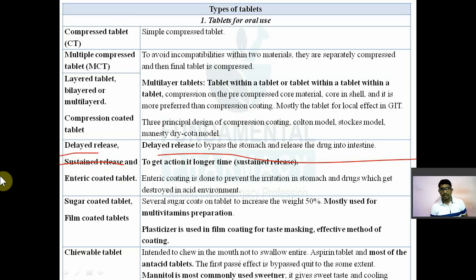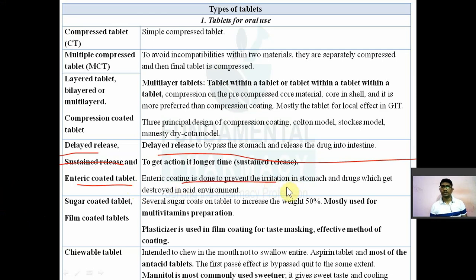But what does sustained release mean? It will release a particular drug for a longer period of time. It is formulated with different kinds of polymers. To get an action for a longer period of time, that is a sustained release. Now what is meant by enteric coating? Enteric coated tablet. So enteric coating means what?